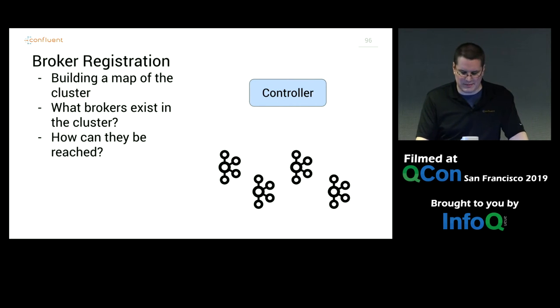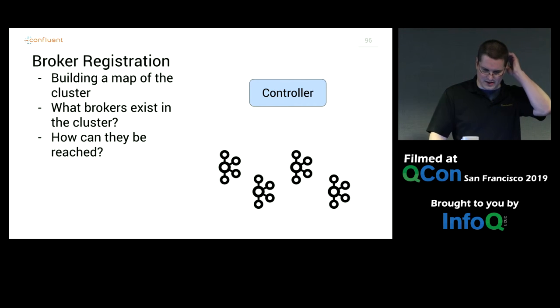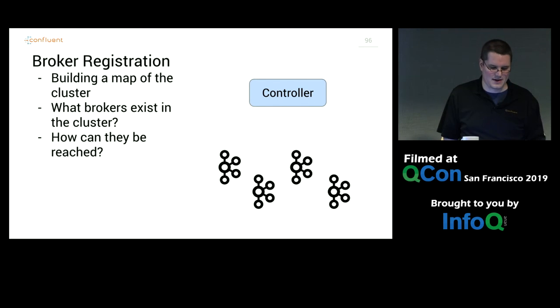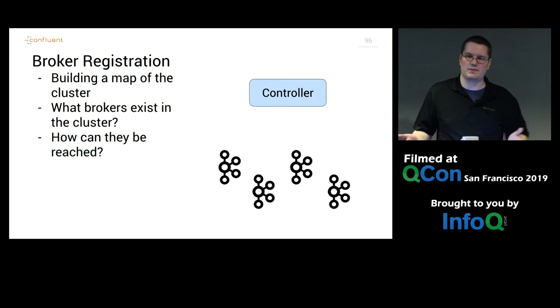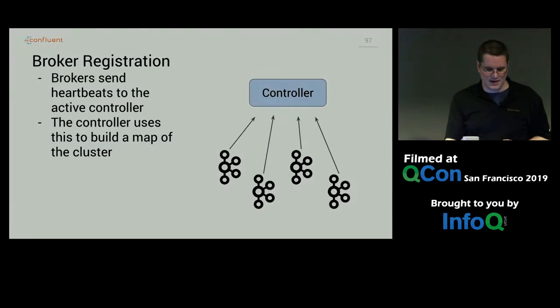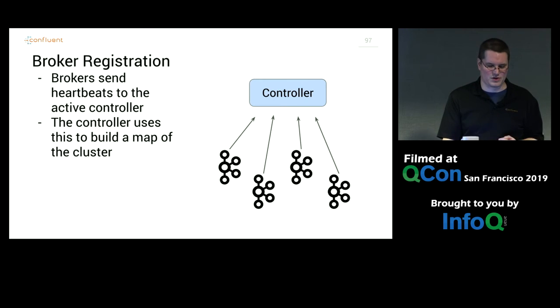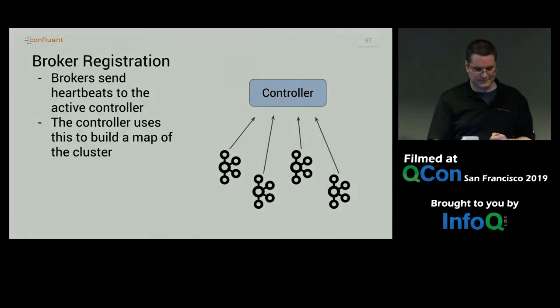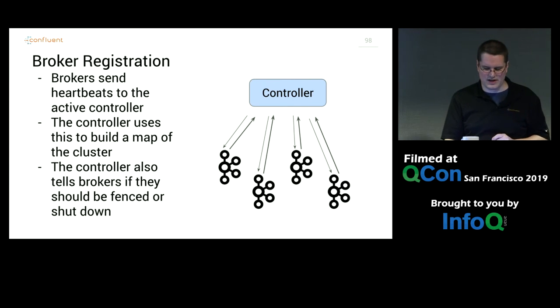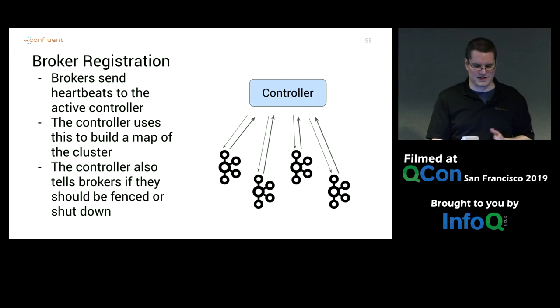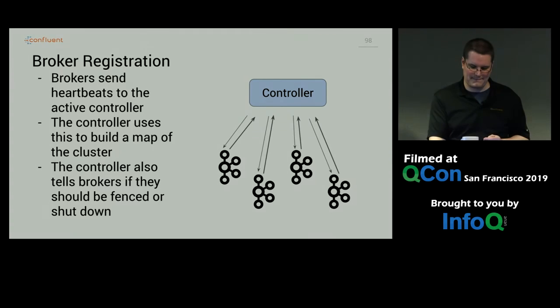And so let's talk a little bit about broker registration, which we discussed earlier in the context of how it works now. And of course, broker registration is just the act of building a map of the cluster. So in the post-KIP 500 world, brokers just send heartbeats to the active controller, and the controller can use this to build a map of who's in the cluster. And the controller can also use its responses to tell brokers things about what they should do. Like, for example, maybe they should be fenced if there's already a broker with that ID and stuff like that.